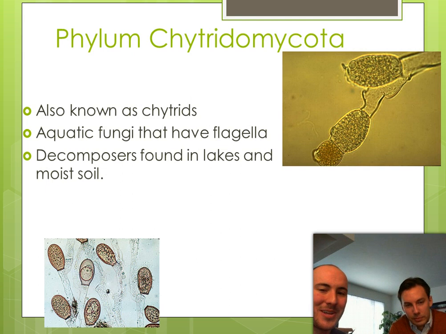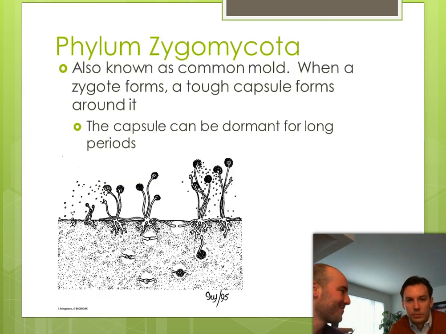The first phylum is called Chytridomycota, also known as chytrids, and they are aquatic. They have flagella. They're, I think, mostly unicellular. Yeah, kind of an interesting group.